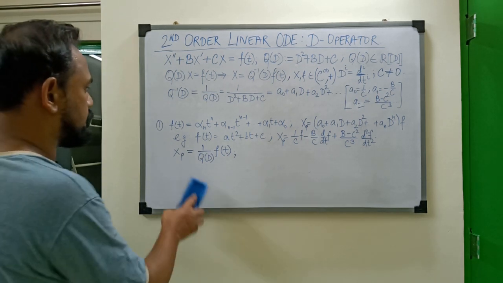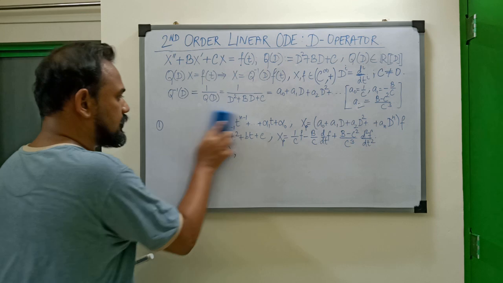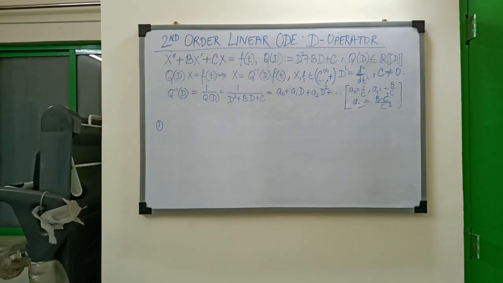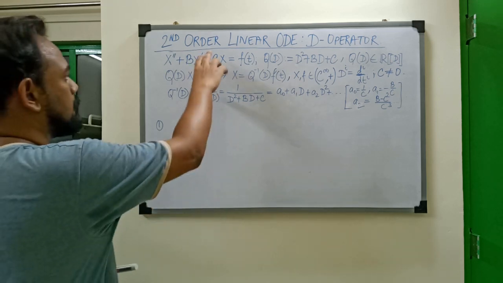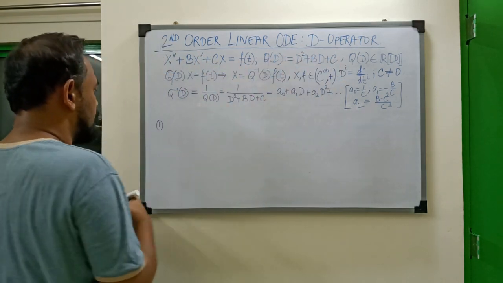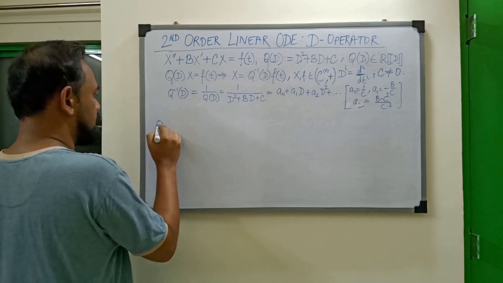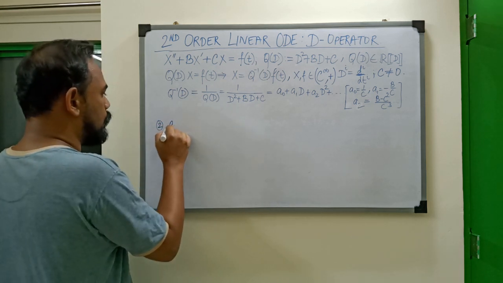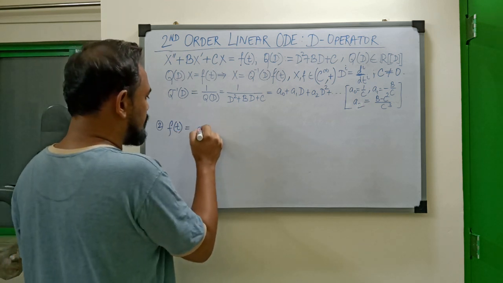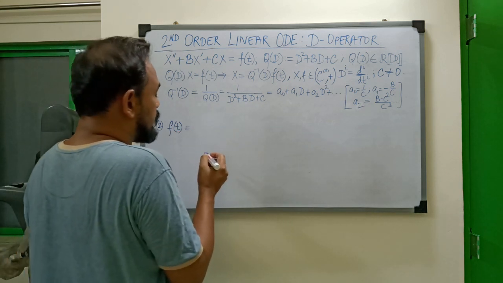What would happen if I take another one? Okay, I'm rubbing it out because I want to keep this conclusion from the last time here, just for our reference. Let's do another one. Let's do when the input is an exponential solution or exponential function.